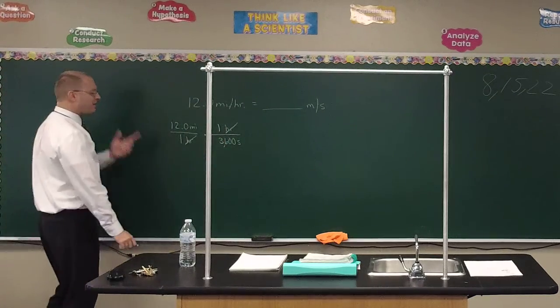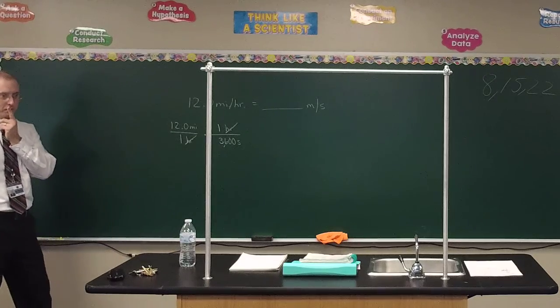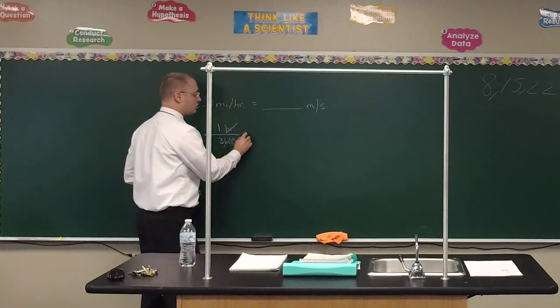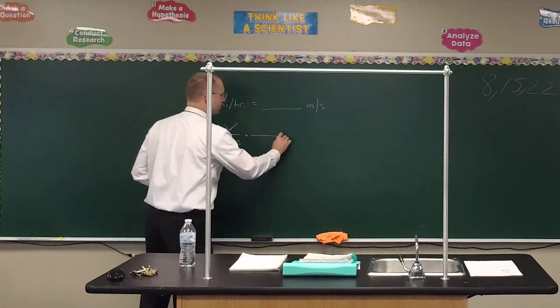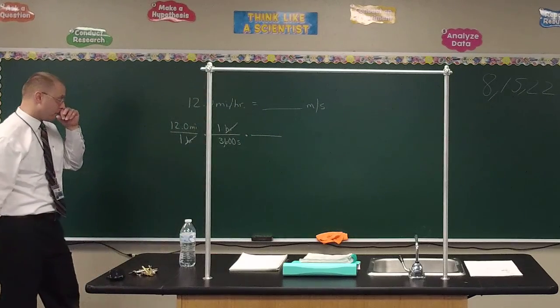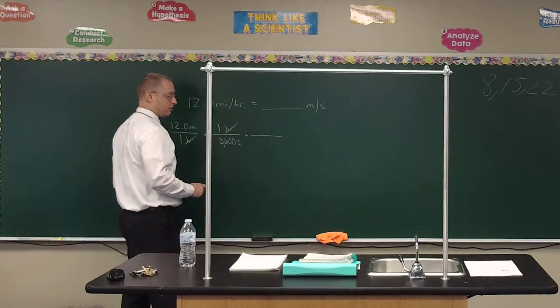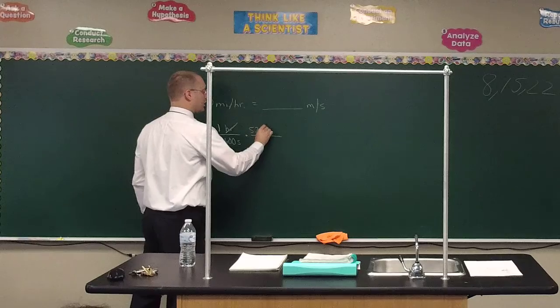For instance, I don't know how many meters are in a mile. But I can change my mile into, Michael, feet. Because I know how many feet are in a mile. 5,280. So I'm going to write 5,280 feet in 1 mile.